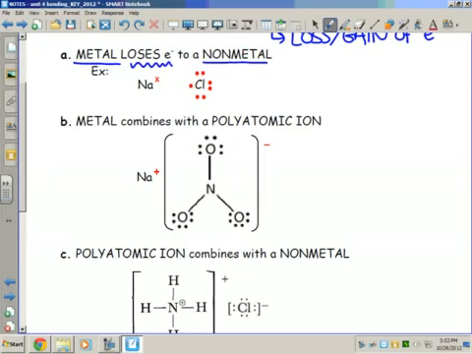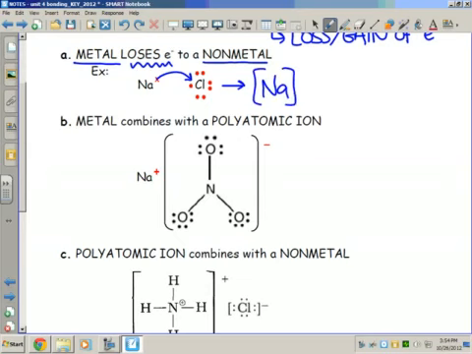Remember last unit we said that metals are the lovable losers on the periodic table. They like to get rid of their valence electrons. They have very low electronegativities. Whereas nonmetals are sort of bullies when it comes to electrons, and they like to take other elements' electrons. They have very high electronegativities. So when you combine a metal and a nonmetal, you're going to get a spontaneous transfer of electrons from the metal to the nonmetal.